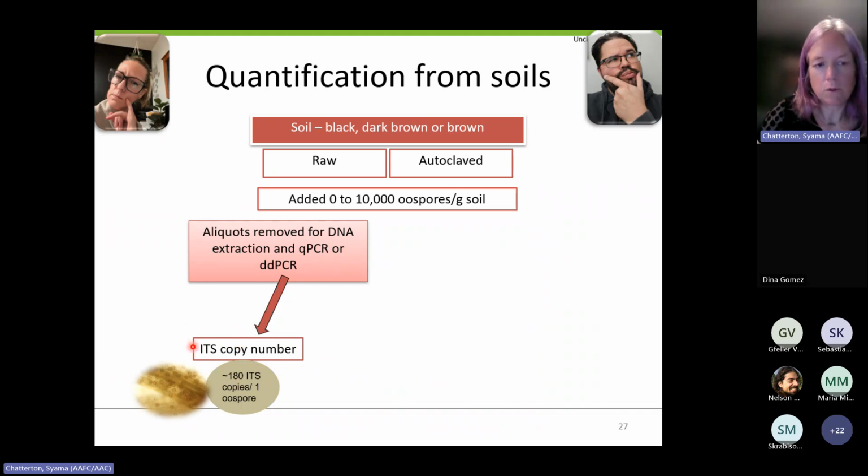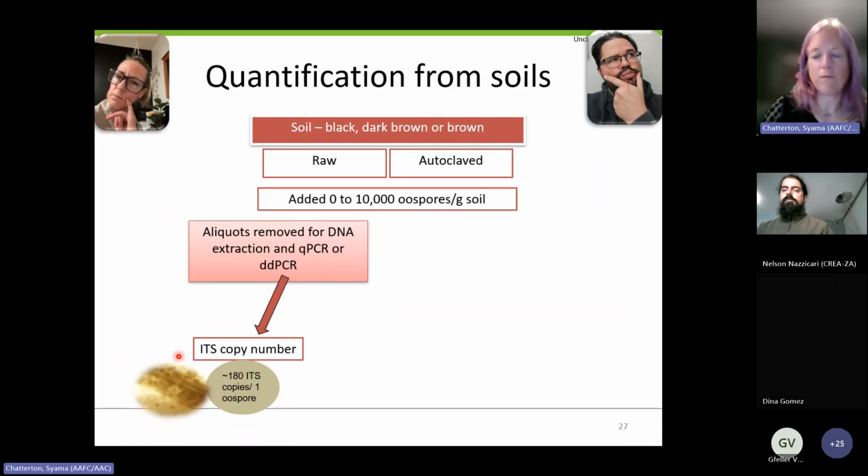This is often used for Aphanomyces quantification because there's multiple copy numbers. The problem is the copy number can actually be very variable per isolate. It can range from 20 copy numbers per isolate. Some isolates will have more than 200. So on average, you end up with about 180 ITS copies per 1 oospore. And this makes it a little bit difficult for quantification.